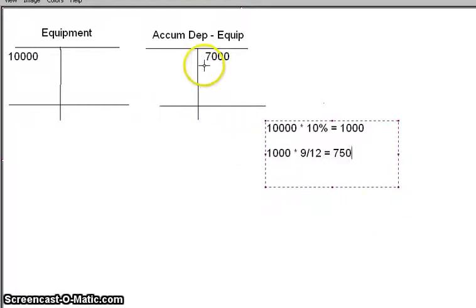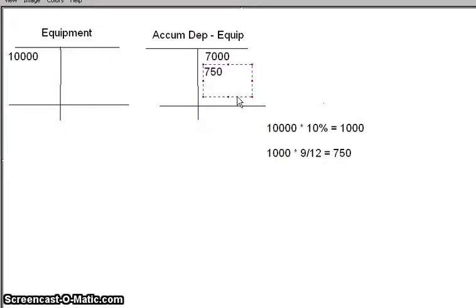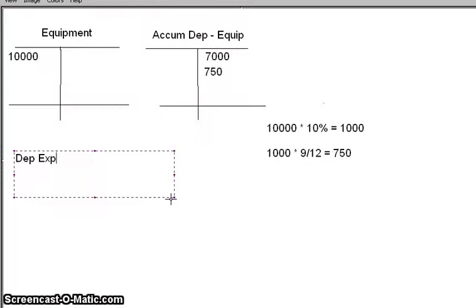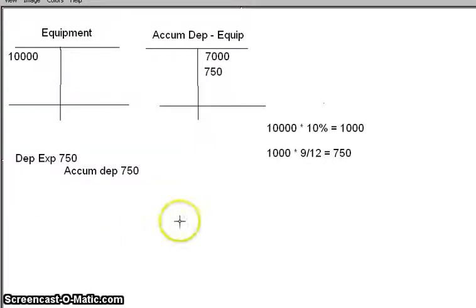So our first journal entry is going to be a debit to depreciation expense and a credit to accumulated depreciation of $750. So here, to be complete and be thorough, I will put that entry in here. Accumulated depreciation of $750. So that's where we are right now.